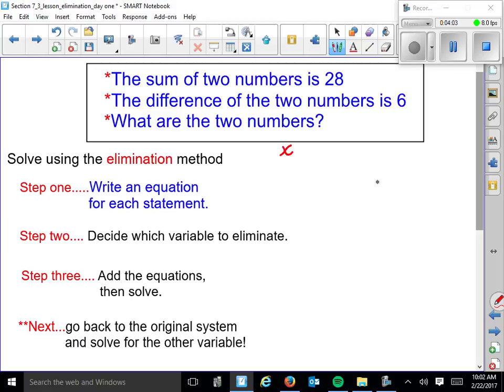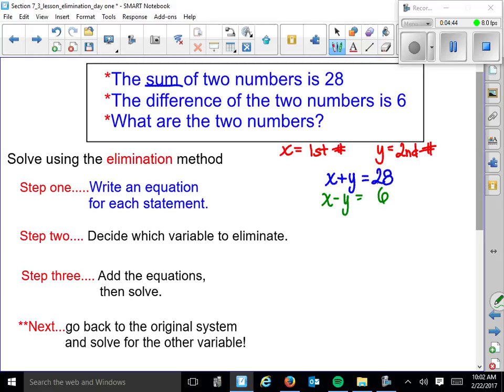Okay, so write an equation for each statement as the first step. First thing I need to do is define what my variables are. I'm going to let x represent the first number, and I'm going to let y represent the second number. And if you didn't know, that's not just a hashtag symbol, that's also a number symbol. So the sum of two numbers is 28. I know that sum means addition, so my first equation is going to be x plus y equals 28 because the two numbers add up to 28. I also know that the difference of the two numbers is 6, so x minus y equals 6.